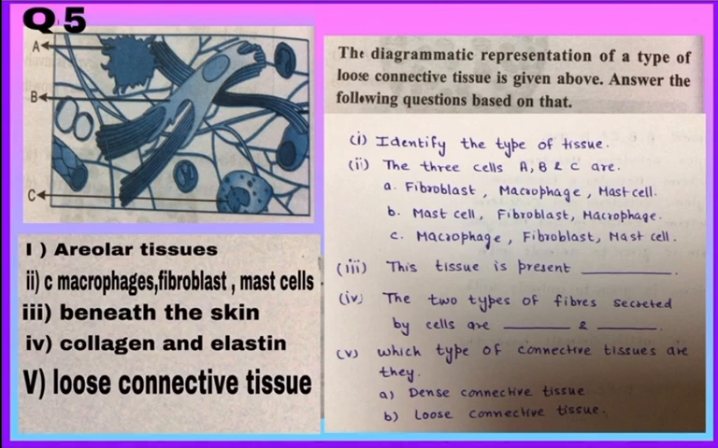Third part of the question, this tissue is present dash. This tissue is present beneath the skin. Fourth part of the question, the two types of fibers secreted by cells are collagen and elastin fibers are secreted by cells. Fifth part of the question, which type of connective tissues are they? They are loose connective tissues. So correct choice is B, mark B.